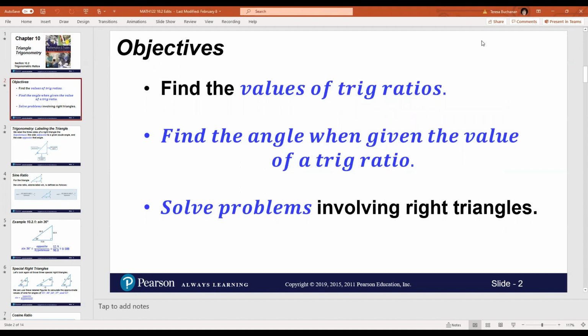So we're going to find the values of trig ratios. We're going to find the angle when given the value and solve problems. That doesn't mean probably much to you right now. That's okay.